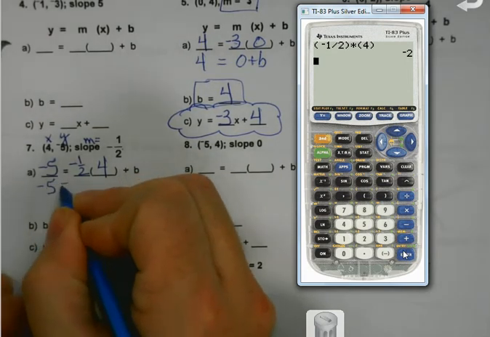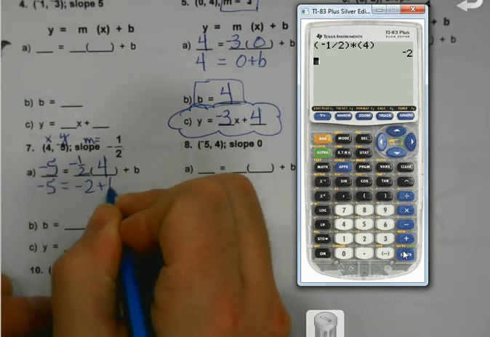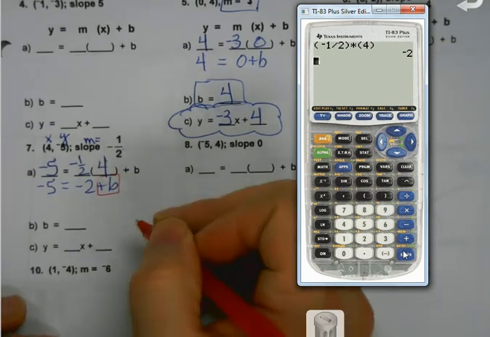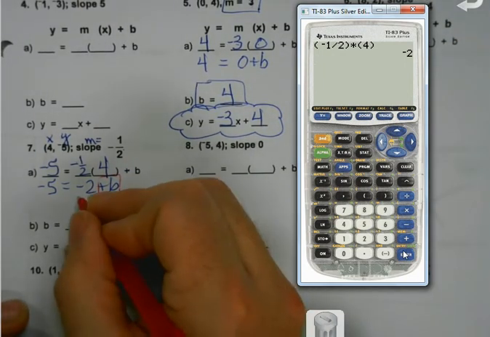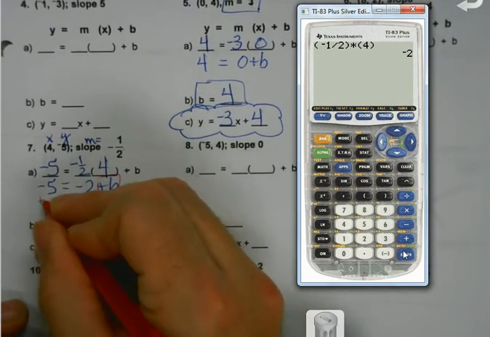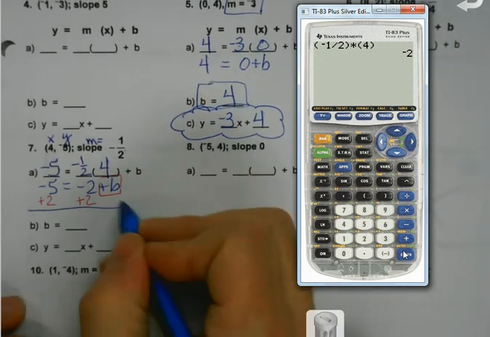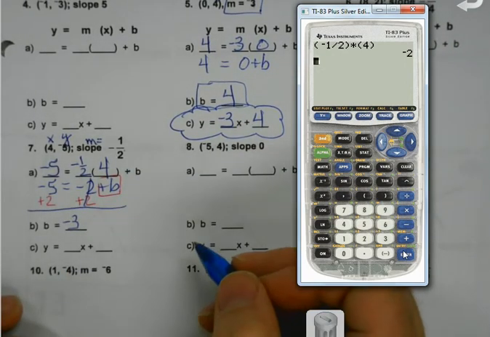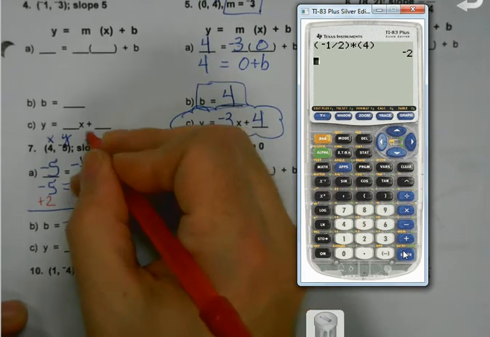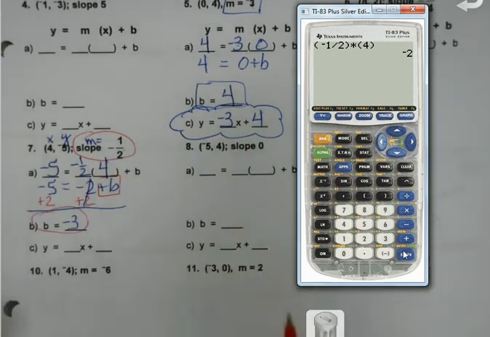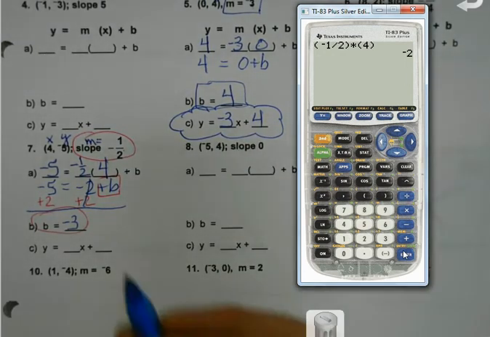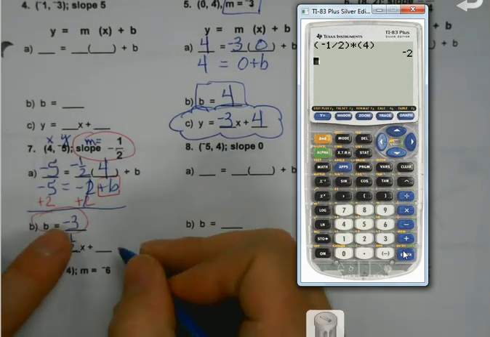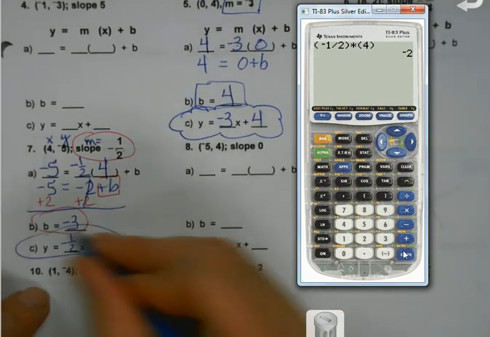So -5 equals -2 plus b. And again, I'm just doing my opposite to get b by itself. Since it's a -2, I'm going to add 2. -5 plus 2 is -3. And again, when I'm plugging in, these are the two values that I'm plugging in, the m and the b. M goes with x, -1/2 x, and the b is -3.